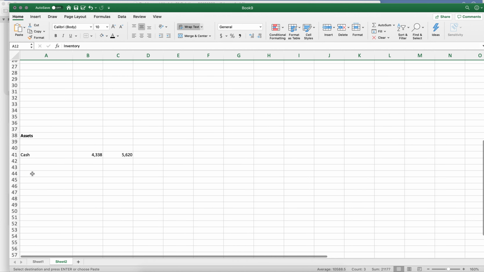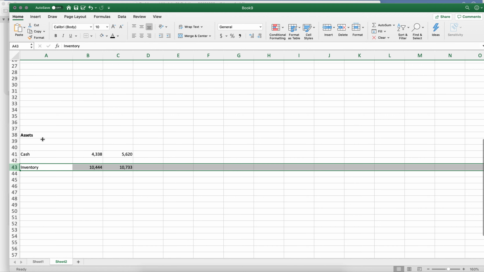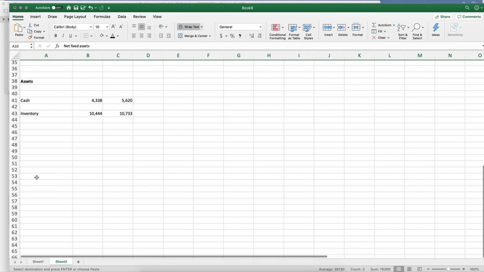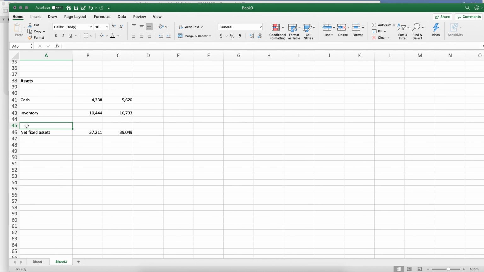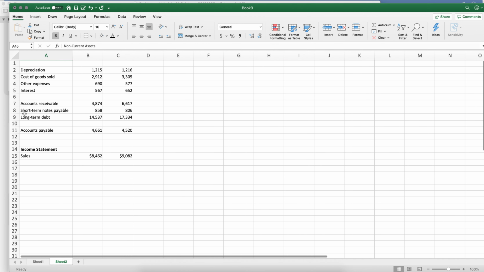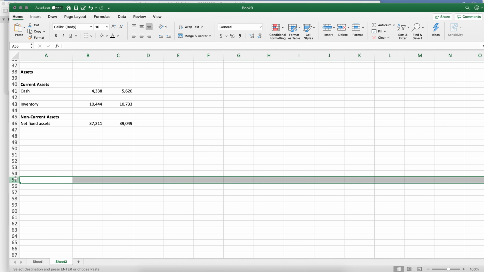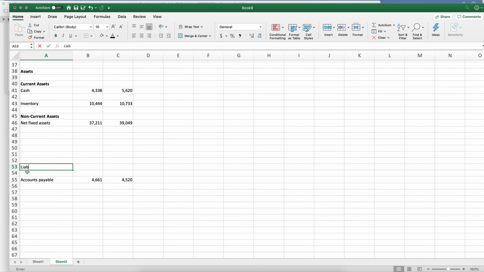Inventory is going to go under assets. It's a current asset. Net fixed assets is a non-current asset. Accounts payable is a liability, and it is a short-term liability.